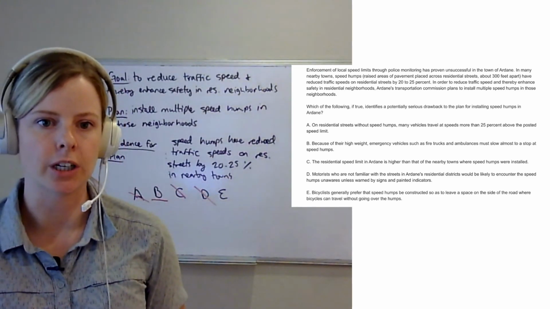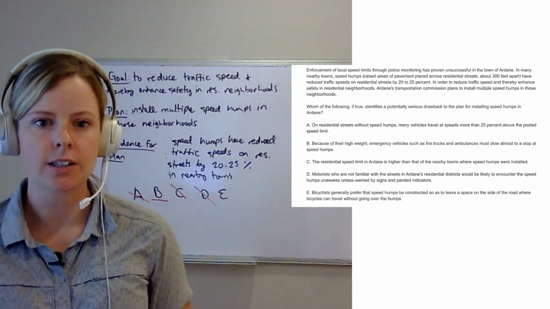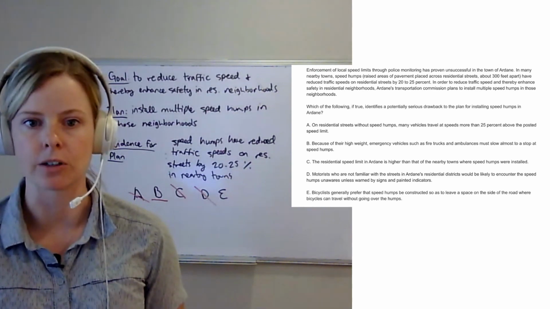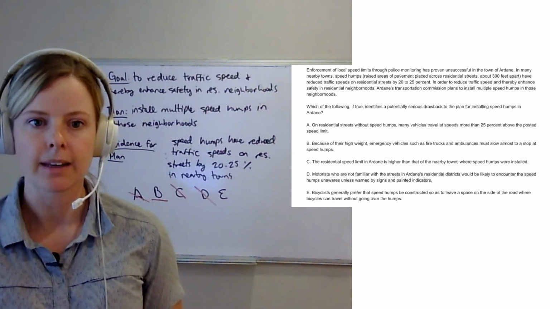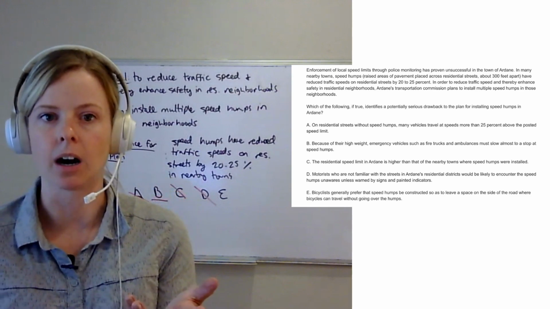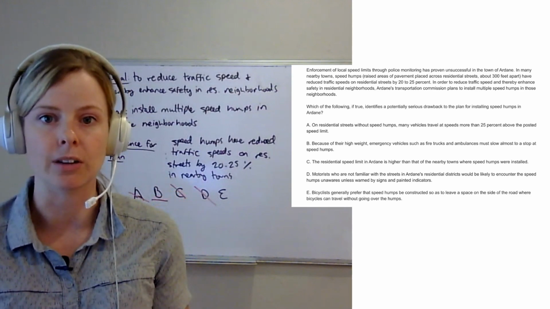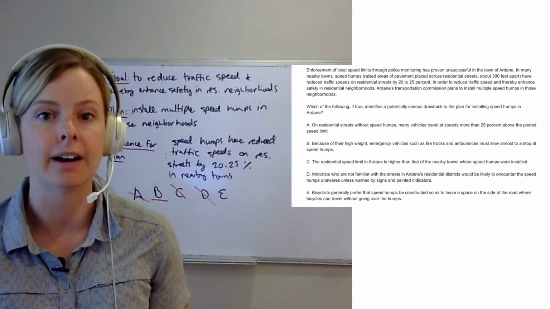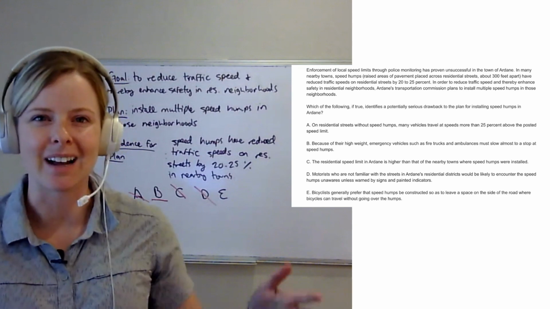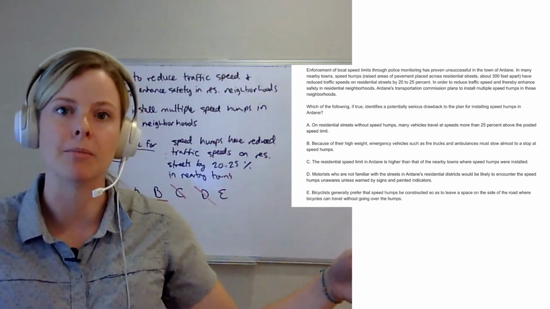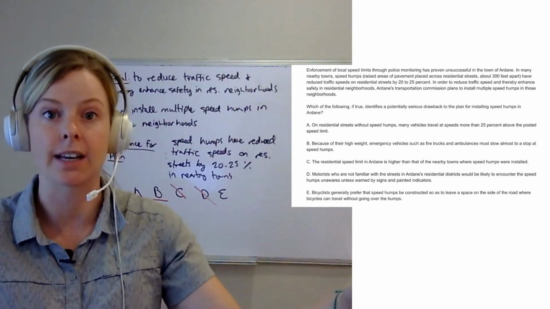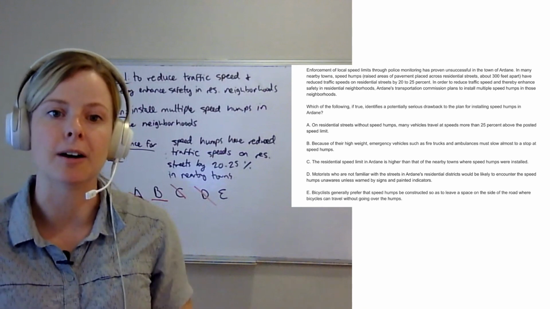And our final option here, E. Bicyclists generally prefer that speed humps be constructed so as to leave a space on the side of the road where bicycles can travel without going over the humps. We don't get much detail about exactly how these speed humps are going to be constructed. We learn that they are raised areas of pavement placed across residential streets about 300 feet apart. But it doesn't really tell us what's going on the sides of those speed humps. So it could be that exactly as planned, there already is a space for bikes to go on the side of the street around that speed hump.